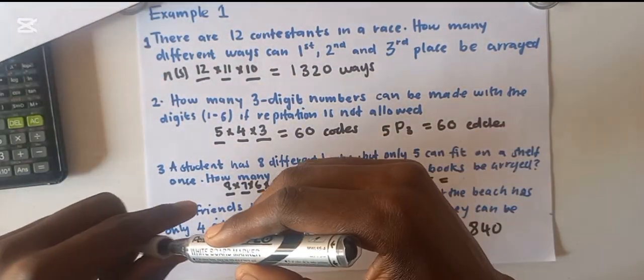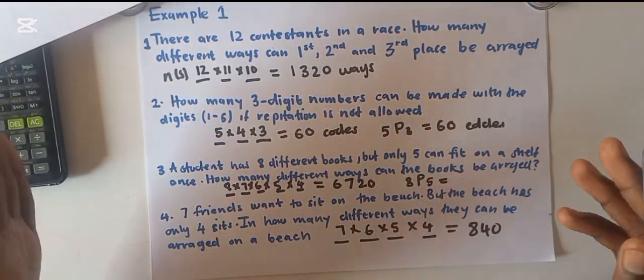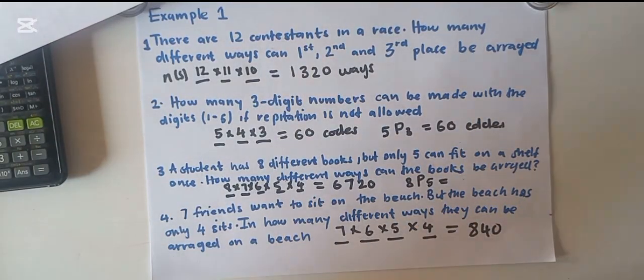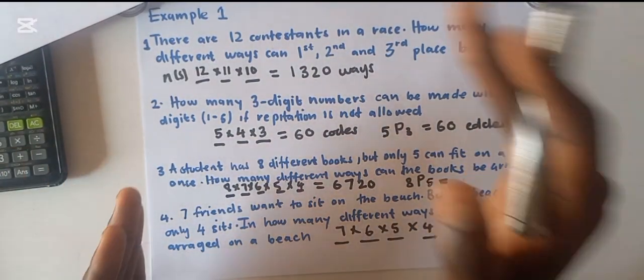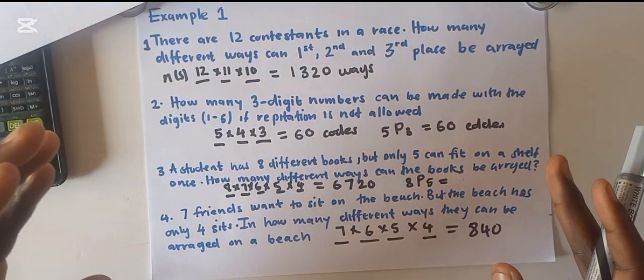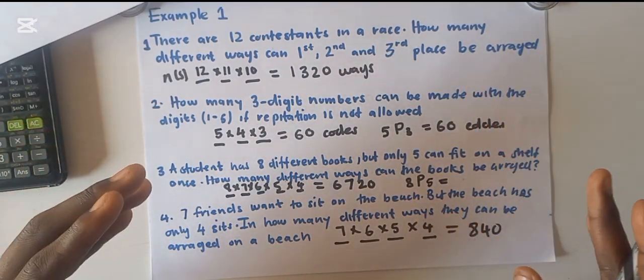So guys, this is the end of this video. What I want you to take away when you're dealing with permutation is that you only use this formula when you have more items than positions and when repetition is not allowed.